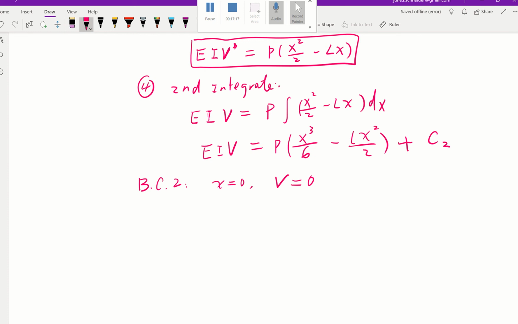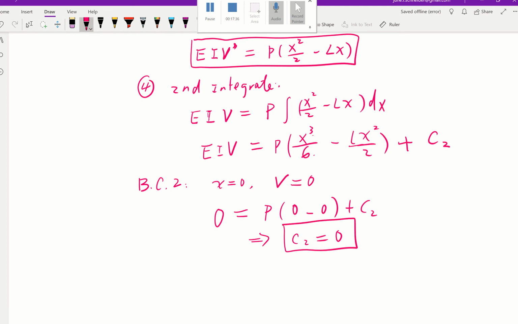So knowing that, we plug it in. EIV, V is equal to 0, so the left hand is equal to 0. Right hand, x equal to 0. So x cubed over 6 is 0. And Lx squared divided by 2, that's 0, plus C2. Well, what do we get? Our constant C2 is equal to 0. So don't let this fool you. Not every single time will the constant be equal to 0. Every situation is different. You have to use the right boundary condition to find the constant. It just happened to be this time that both of them are 0. Sometimes, again, it's not. Okay?